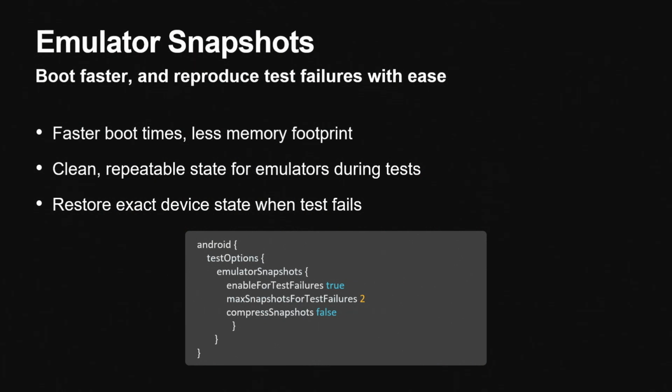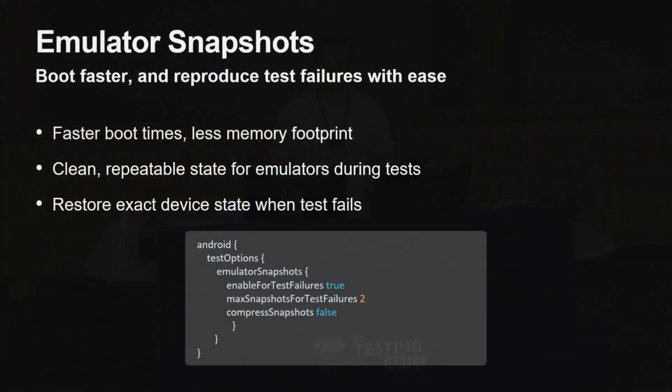So it now makes emulators even faster to boot for automated testing, with less memory footprint because you don't need to spin up the entire stack. You just plug in the memory that was in use by the device at the time. But really the key improvement here is it provides you a clean and repeatable state for emulators during tests. So you know exactly what snapshot you're restoring from for every single test.